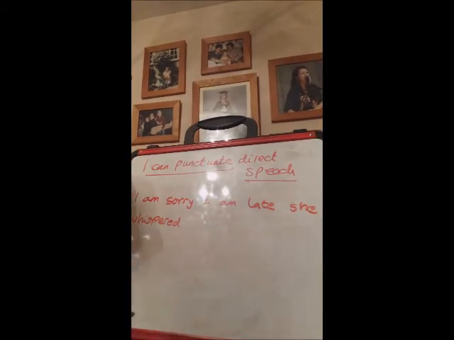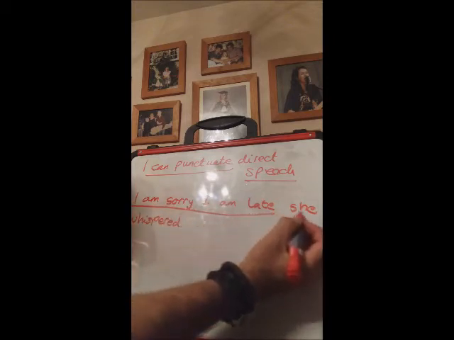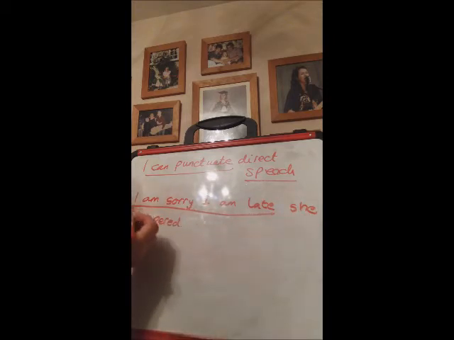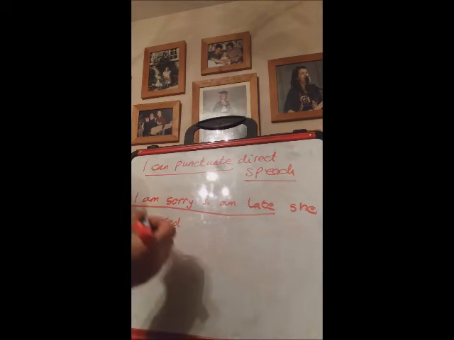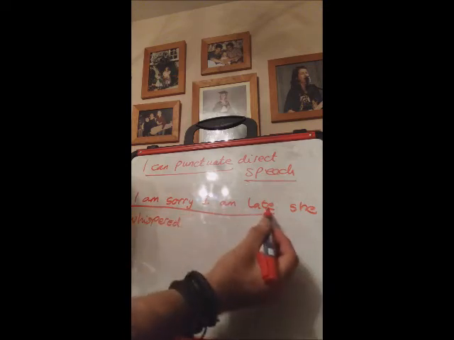So, I am sorry, I am late, she whispered. So remember, first of all, think very carefully about what is being said. The person says, I am sorry, I am late. They don't say, I am sorry, I am late, she, or even, I am sorry, I am late, she whispered. They just say those six words: I am sorry, I am late.